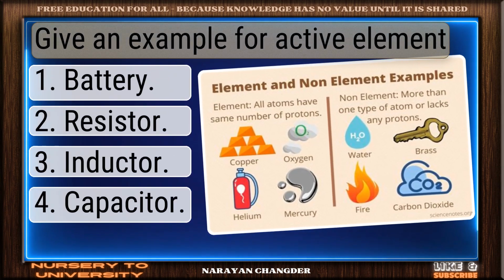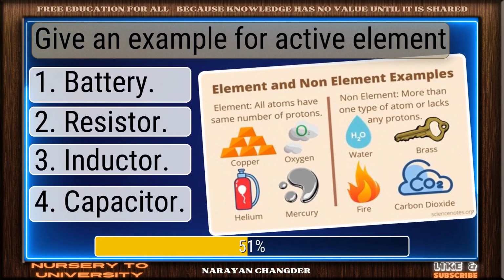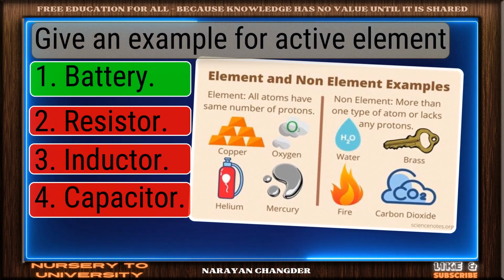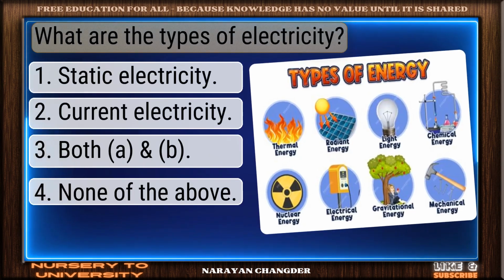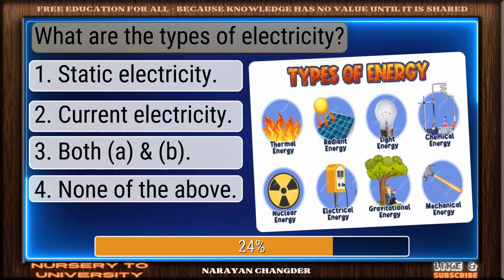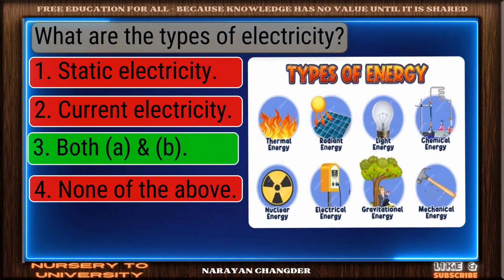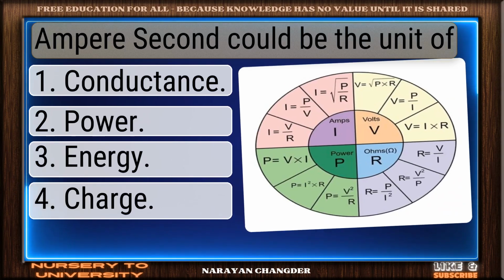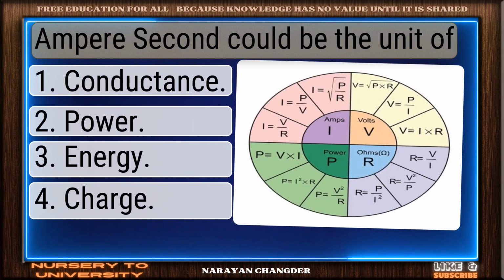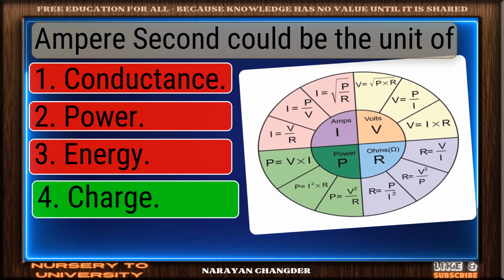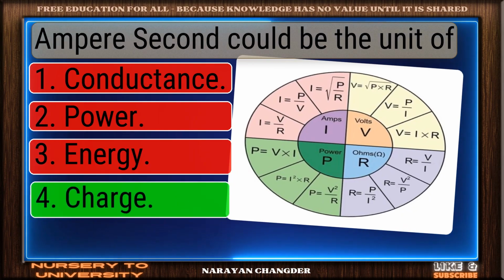Give an example for active element. Good job. Your answer battery works well here. What are the types of electricity? Well done. Both N is the right choice. Ampere second could be the unit of. Nice work. You chose charge, and it is correct.